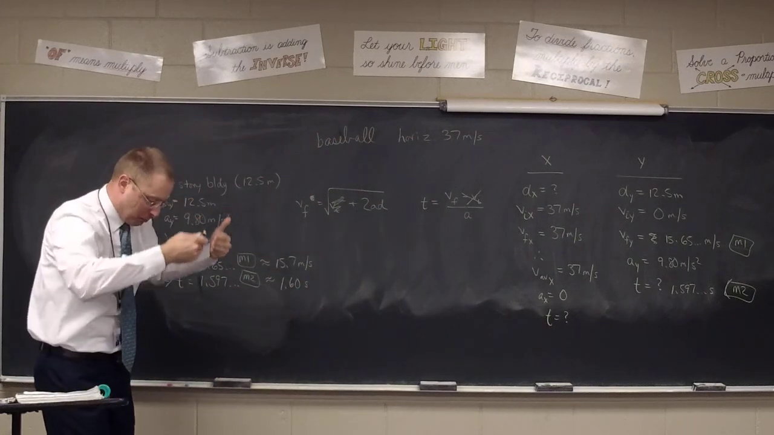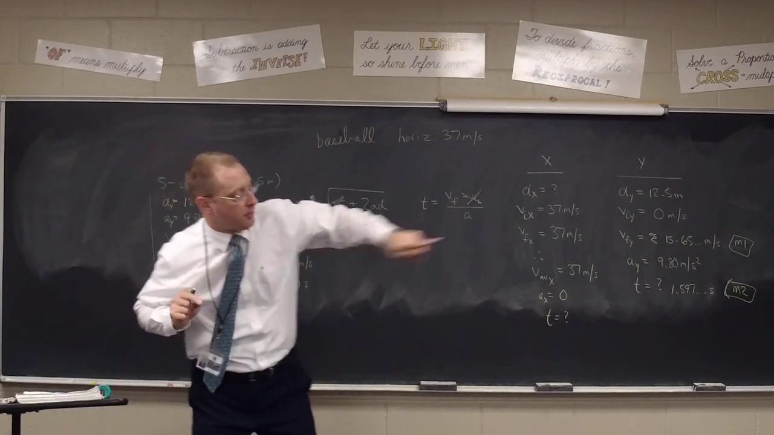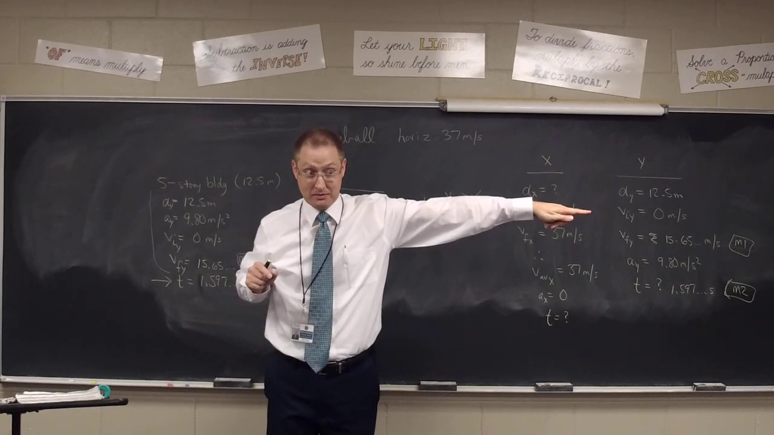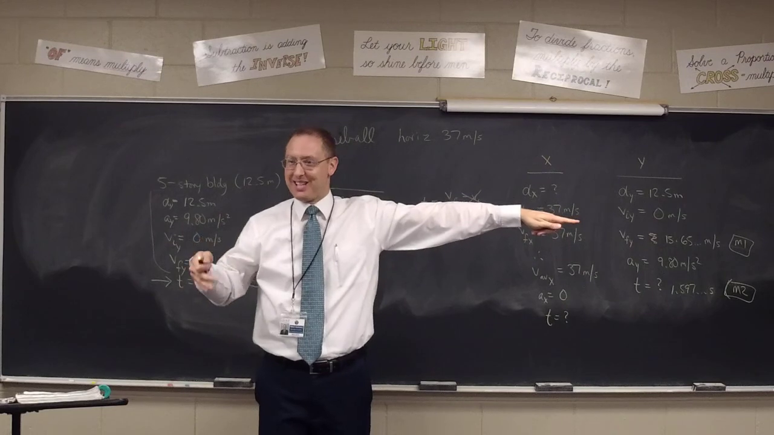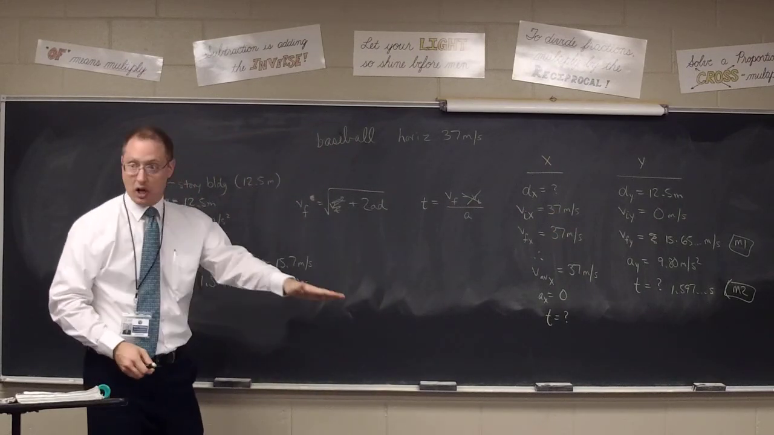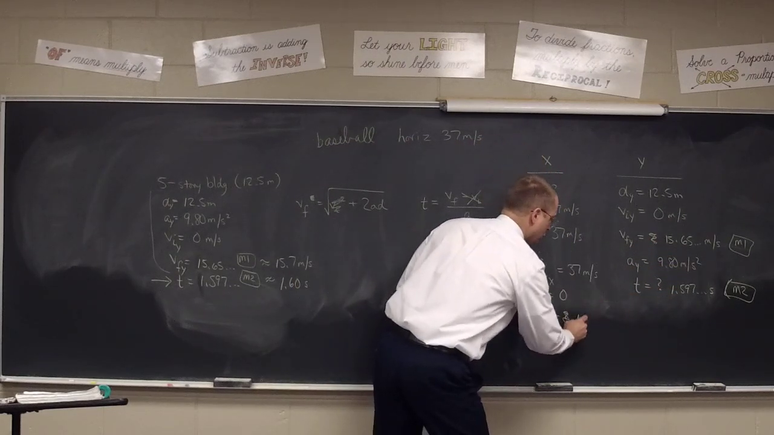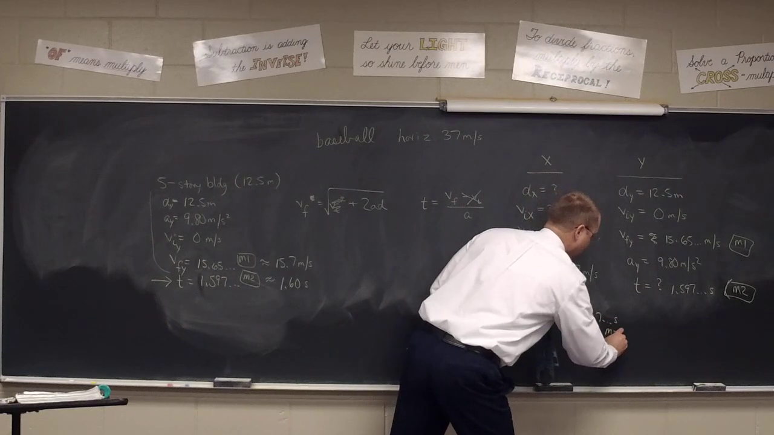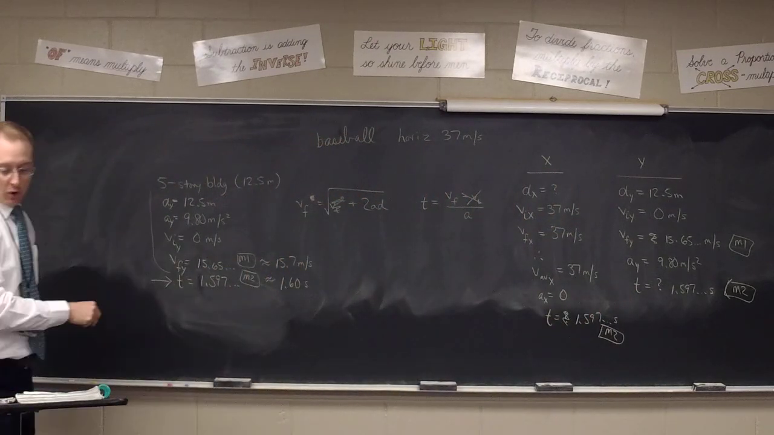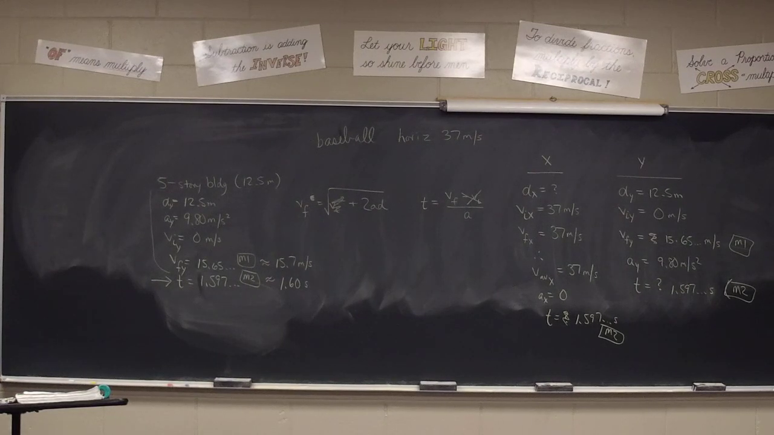If it drops for 1.597 seconds, how long does it fly forward? 1.597 seconds, because that's how long it's in the air. Once it hits the ground, it's done with its flight. So as long as it stays in the air vertically is how long it continues to go forward horizontally as well. Write this in your notes. Use the y component to find time. With objects flying through the air, you will always use the y component to find time. Always use the y component to find time.